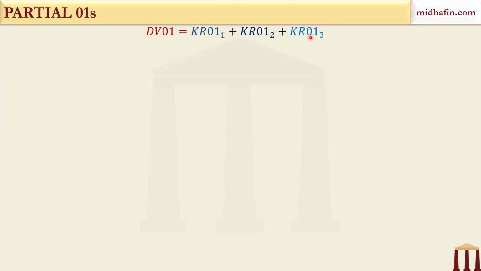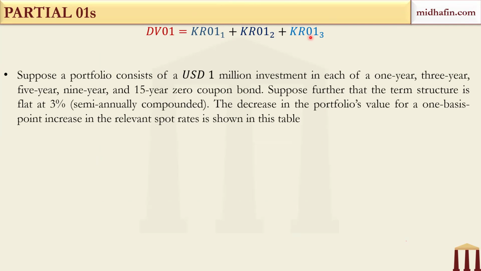Now let's see how we are going to find the key rate exposures. Suppose we have a portfolio which consists of a $1 million investment in each of a 1-year, 3-year, 5-year, 9-year, and 15-year zero coupon bond. Here we have taken the example of zero coupon bonds because they are easy to understand, so there is not too much calculation to be done. Since these are zero coupon, I can say directly that my risk factors are the 1-year spot rate, 3-year spot rate, 5-year spot rate, 9-year spot rate, and 15-year spot rate.